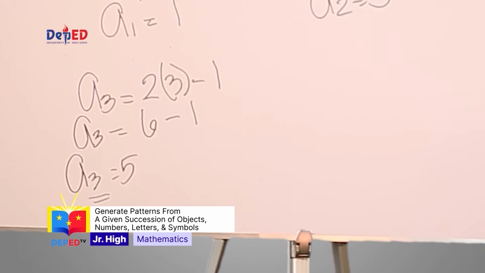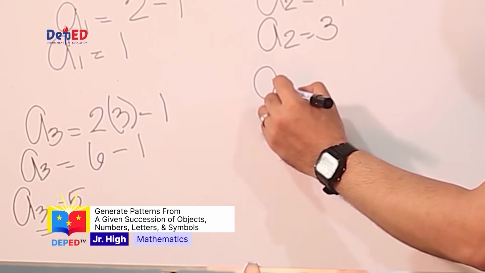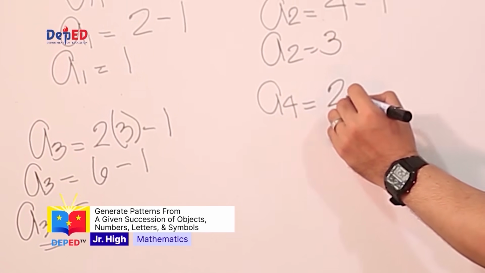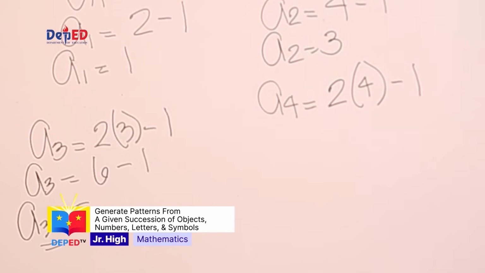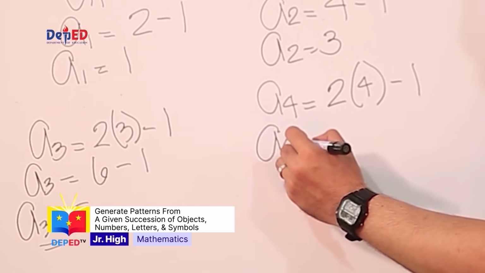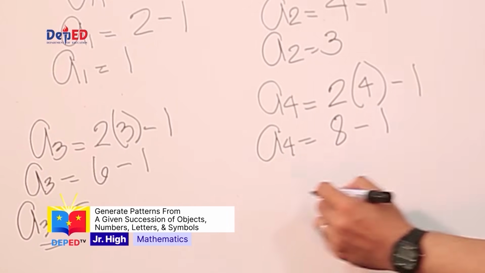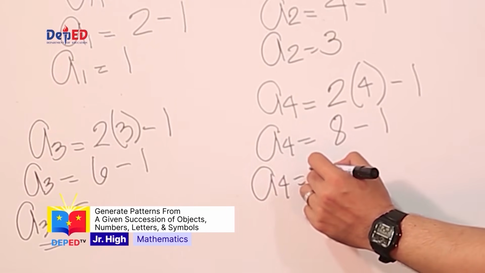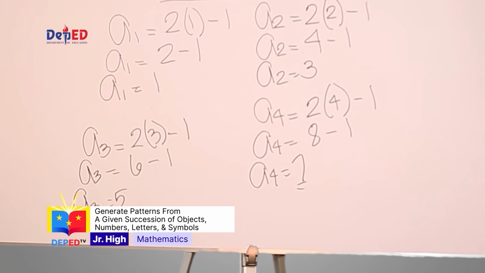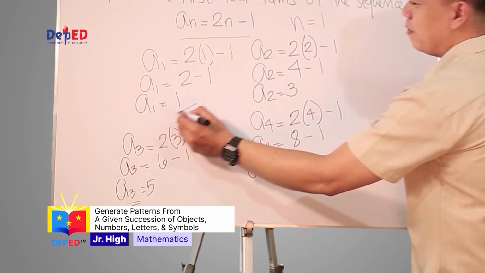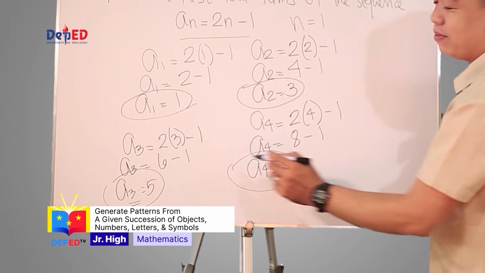Now, for the fourth term, we will replace n by 4. So you have a sub 4 is equal to 2 times 4 minus 1. Perform the operations. You have a sub 4 is equal to 2 times 4, that's 8, minus 1. Our a sub 4 is equal to 7. Therefore, the first 4 terms of the sequence are 1, 3, 5, and 7.